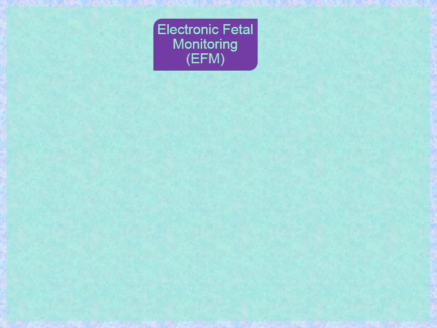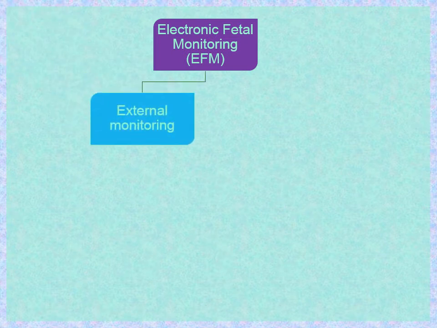Electronic fetal monitoring. The purpose of electronic fetal monitoring is ongoing continuous assessment of the fetal oxygenation. And using EFM, the nurse will be able to analyze the fetal heart rate tracings to assess for events that indicate fetal hypoxic events and metabolic acidosis in labor.